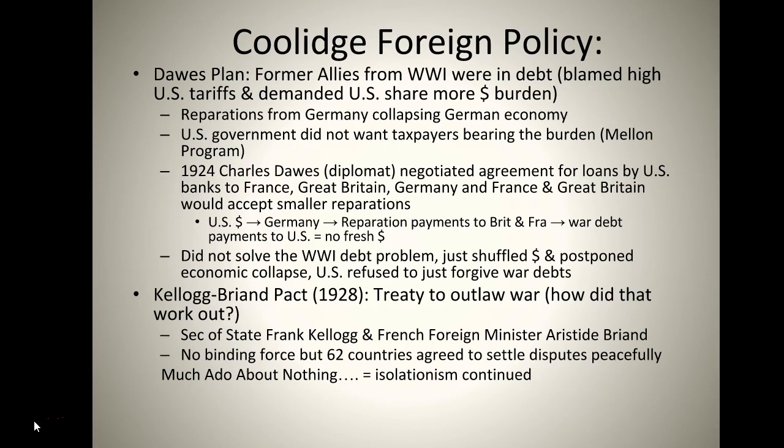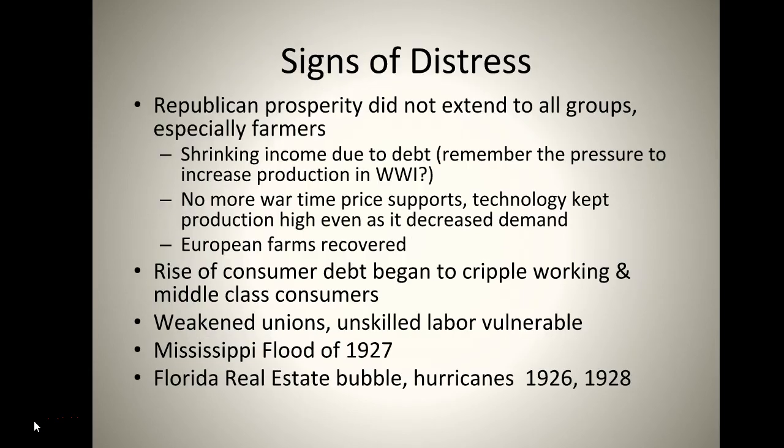Because this is a part of what the Dawes Plan was all about, was kind of shuffling this money around. We also have the Kellogg-Briand Pact in 1928 that was meant to outlaw war. Ha ha ha. So much for that. No one really thought much about it at the time. It's just kind of an interesting footnote, given that we're only about 10 years before the beginning of World War II.